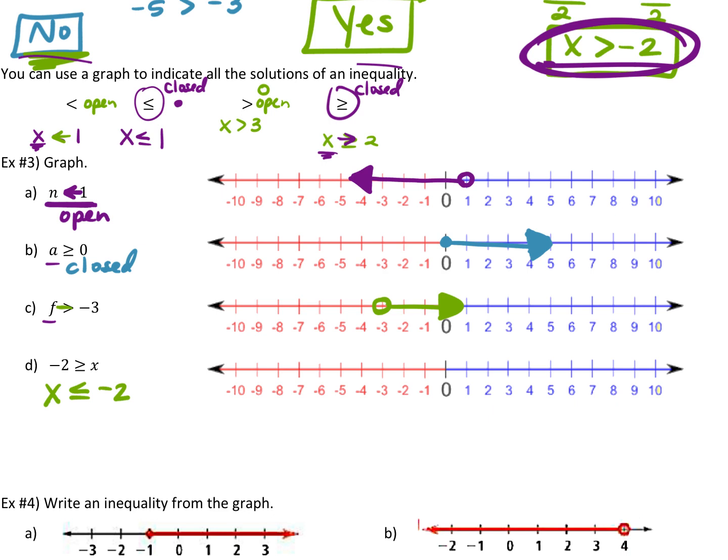Okay. -2, you're going to have an open or closed dot. Closed dot because it's got that equal to bar. And then we are going less than -2, so to the left.